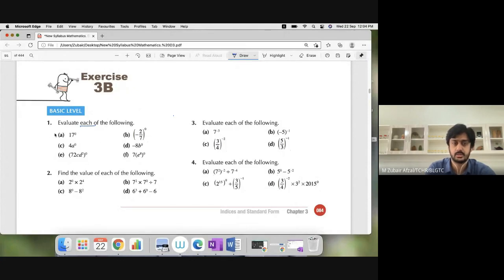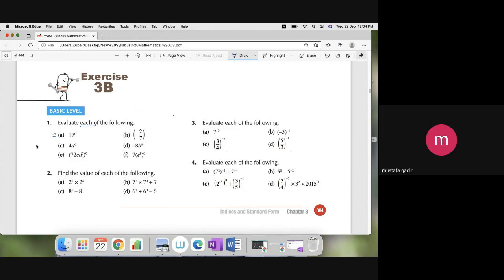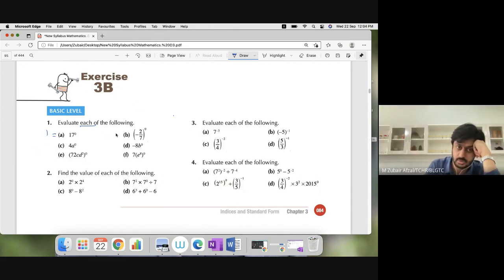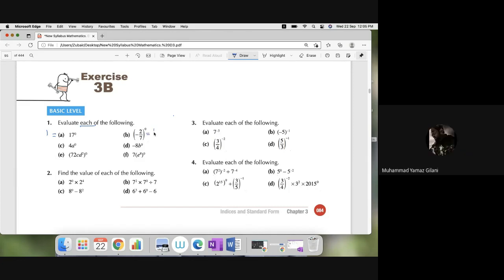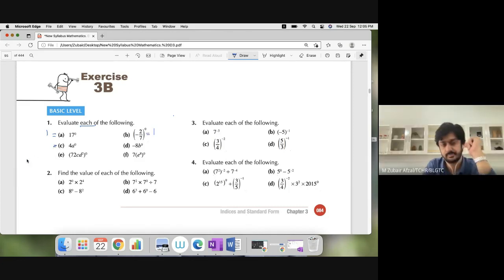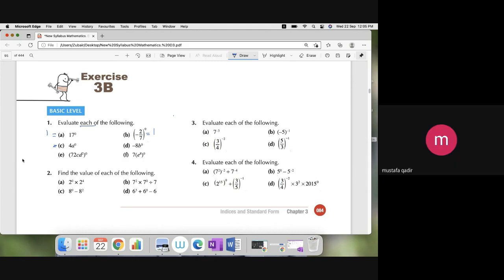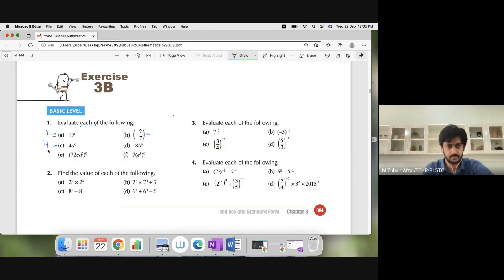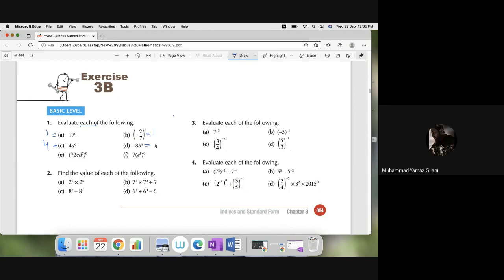So what will be the answer of A part? 1. That is 1. Question 1B, 1. 1C, 1. D part, minus 8. Negative.